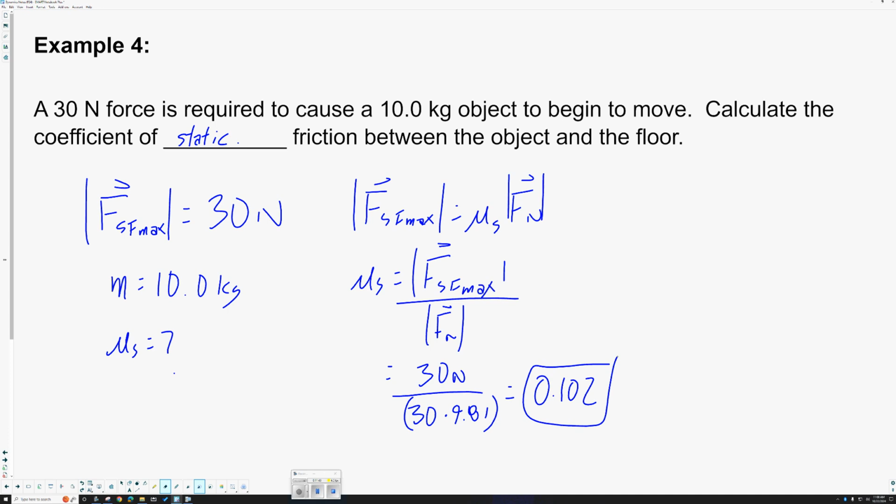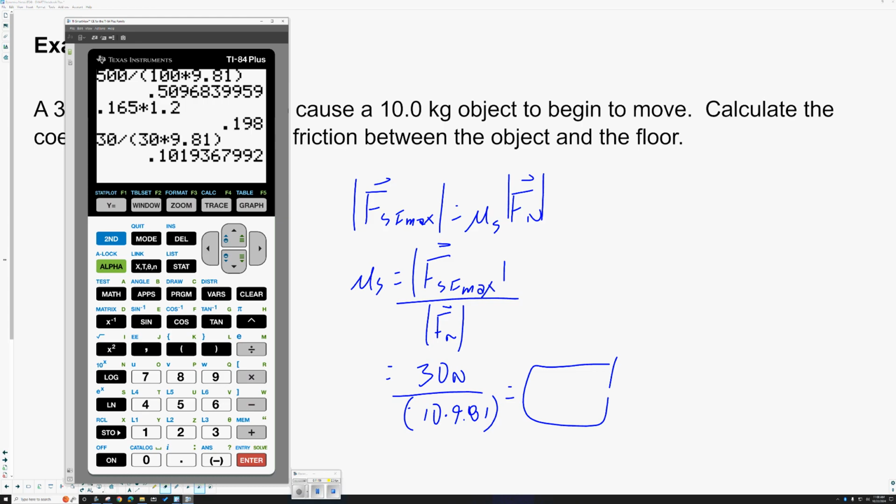Make a mistake here? Would it be mass? What did I do? Oh, it would be mass times 9.81. You are right. So that's 10 times 9.81. Thank you. Sorry about that. That makes this a wrong answer. What do we end up getting for that one?